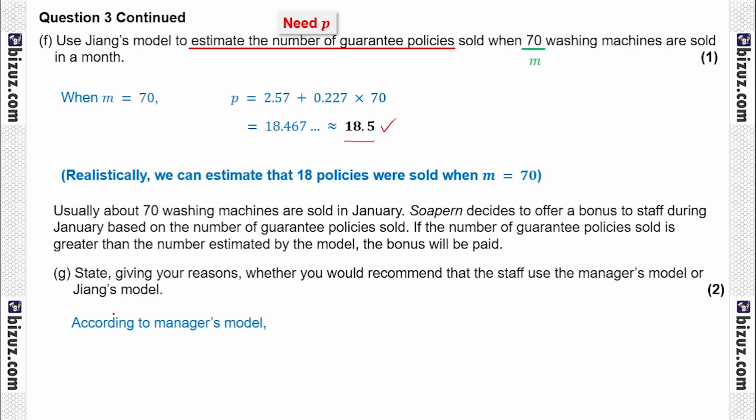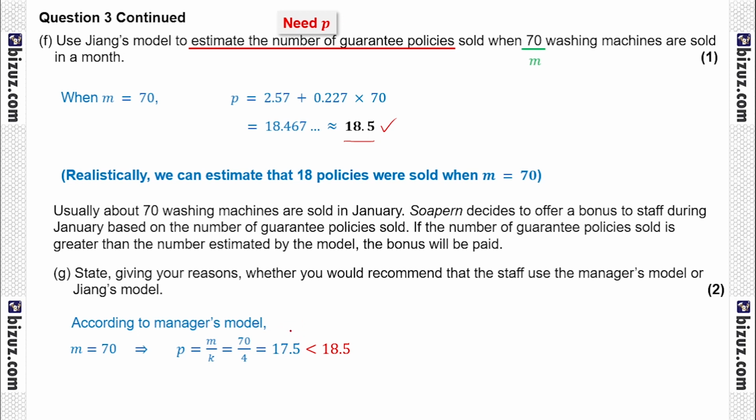So when M is equal to 70, according to the manager's model, P is going to be equal to M by K. So 70 by K was 4. So this is going to be equal to 17.5, which is less than what Jiang's model predicted. Now, which one should the staff choose here? Well, the condition for getting the bonus is that the number of guarantee policies sold has to be greater than whatever number comes out of the model.